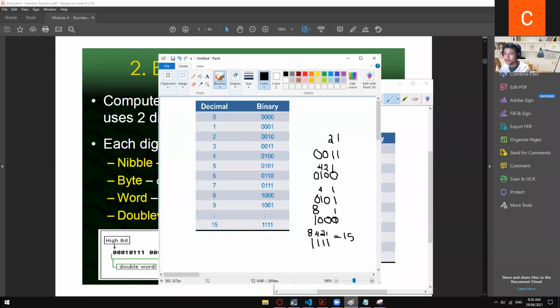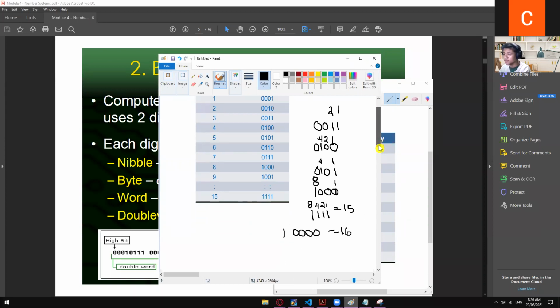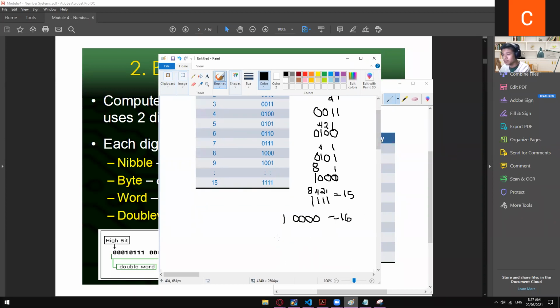Okay, so sir, what if I want to, let's say, have a 16? Okay, then no problem. Just have a 1 right here and then 0, 0, 0, 0. So this is already equal to 16. So 8 times 2, so this one now has a value of 16. If you want 32, then no problem also. So it's now 1, 0, 0, 0, 0, 0.